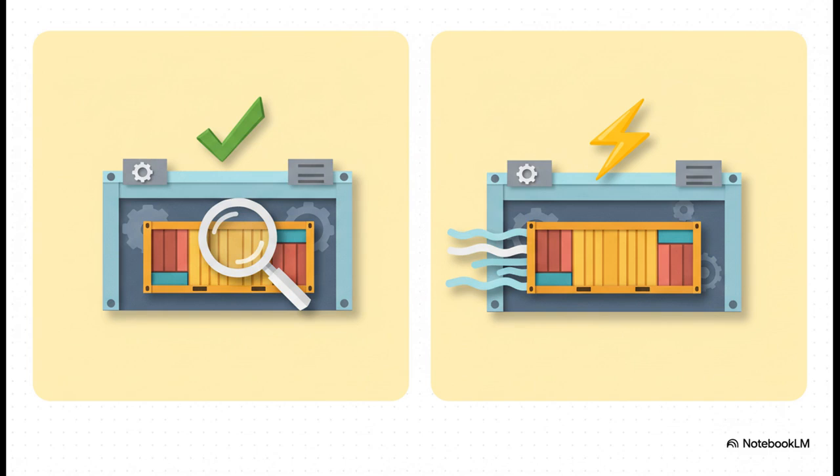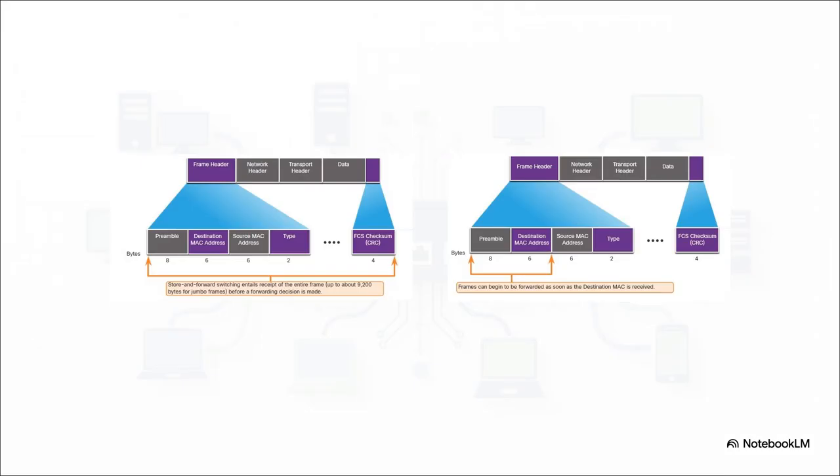This is the need-for-speed approach. The switch just reads the destination address at the very beginning of the data packet and immediately starts sending it out the right port, without even waiting for the rest of it to arrive. And this shows the difference perfectly.